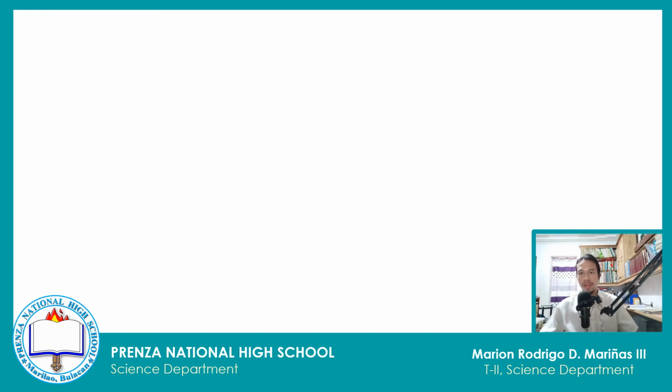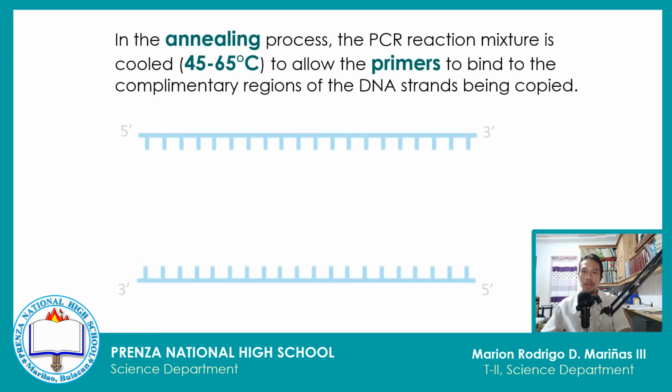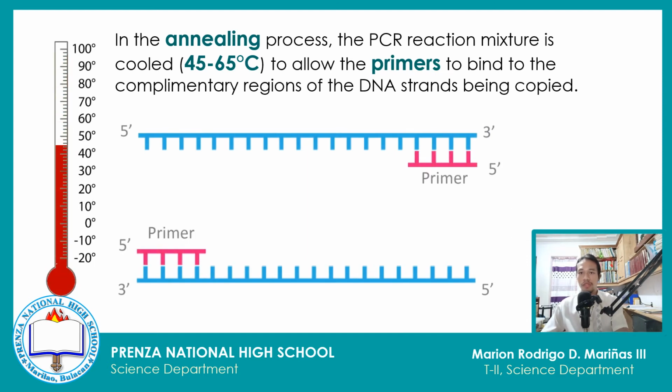Once done with the denaturation process, the PCR reaction mixture is then cooled to 45 to 65 degrees Celsius to allow the primers to bind to the complementary regions of the DNA strand being copied. These primers are short single-stranded DNA that contain at least 15 to 20 nucleotides and consist of sequences that are complementary to the sequences located at the two ends of the DNA segments being amplified.